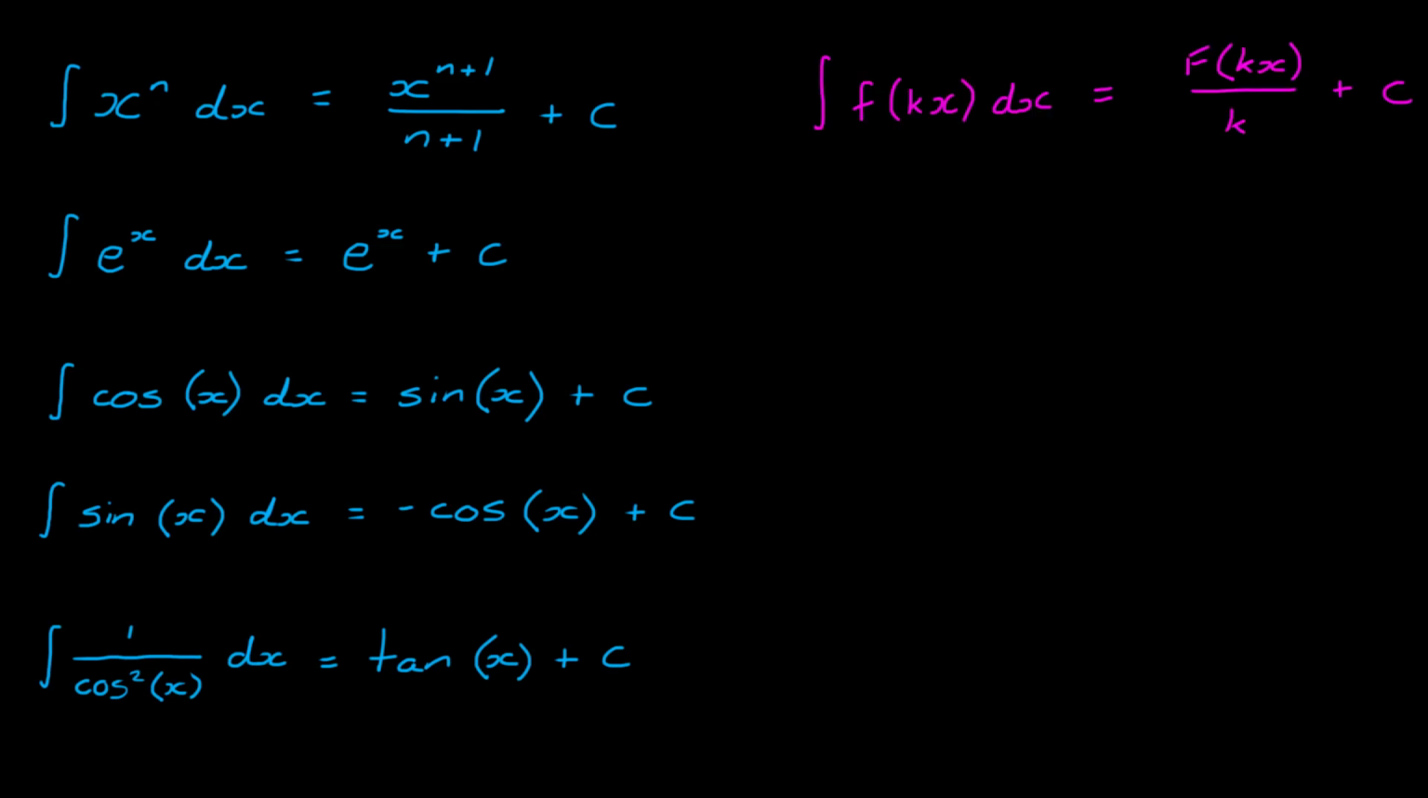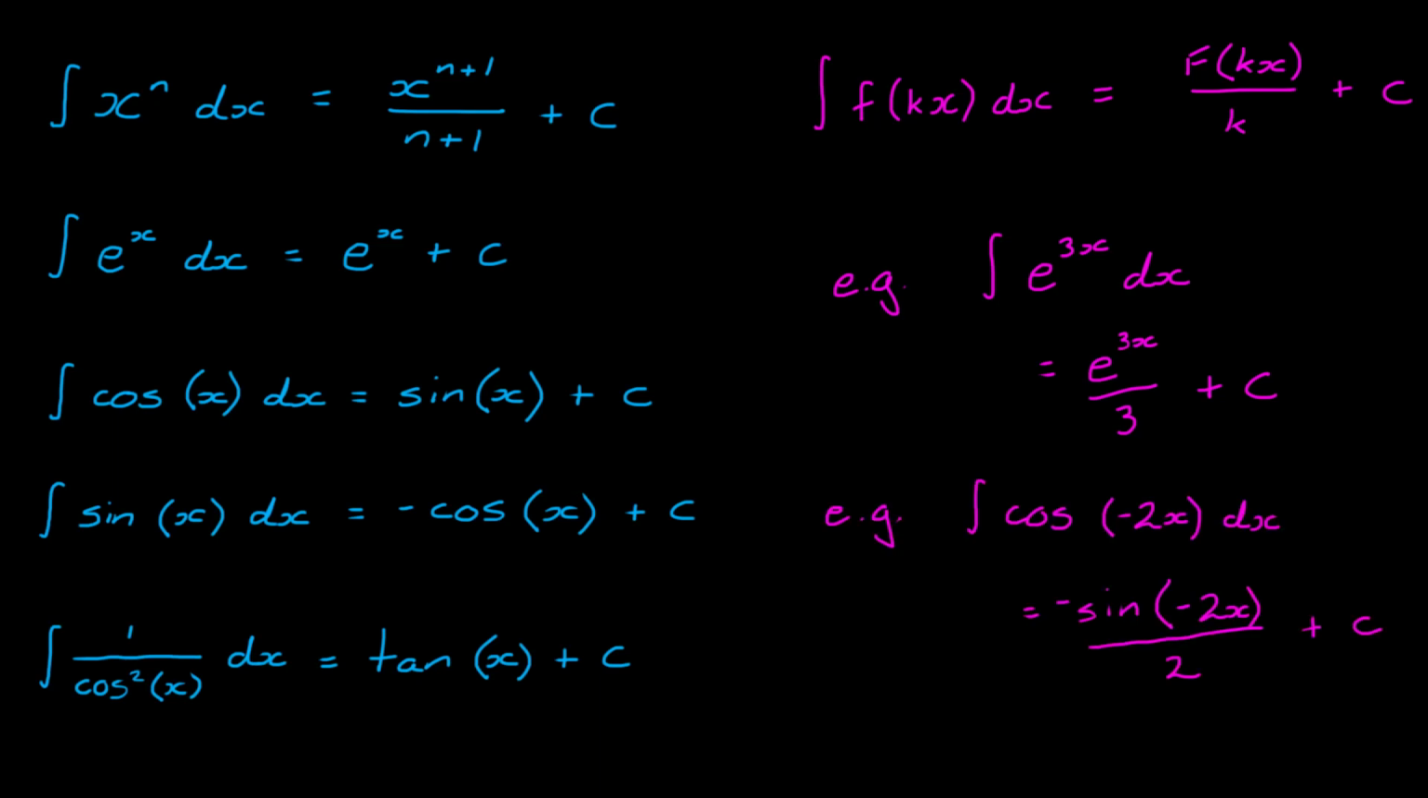A really important one to remember is that if you have the indefinite integral of a function of kx, the answer is the antiderivative function of kx divided by k plus c. Let's look at a couple of examples of that. So the indefinite integral of e to the 3x dx is just e to the 3x divided by 3 plus c. And the indefinite integral of cos negative 2x dx is just going to be negative sine of negative 2x divided by 2 plus c.